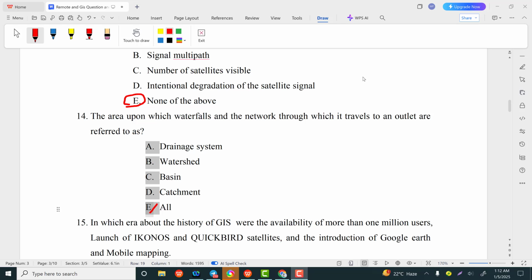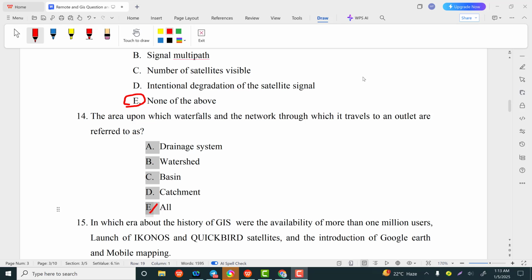As you know, the terms drainage system, watershed, basin, and catchment area are often used interchangeably in hydrology and geography, depending on the context and scale of analysis. All these terms refer to an area where water flows over the land surface, converging to a single outlet, such as a river, lake, or ocean. Drainage system mainly refers to the network of rivers, streams, and channels through which water flows to an outlet.